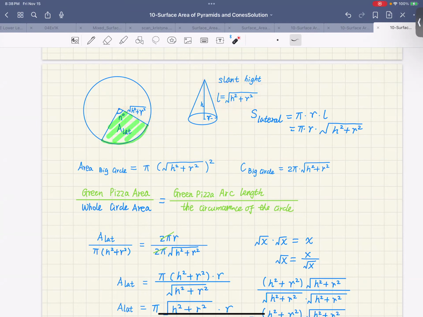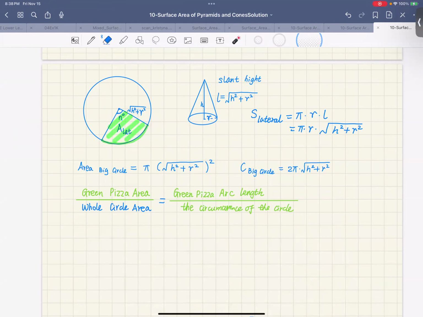Okay? Now, I want to calculate this area. The green piece of area divided by the whole circle area equals this length divided by this whole circle length. The whole circle circumference is 2 pi times this big R. This big R equals that. So in that way, you are able to calculate this. Go ahead. I show this. I want you to do your own work to show me how you are able to find out this green area. Go.